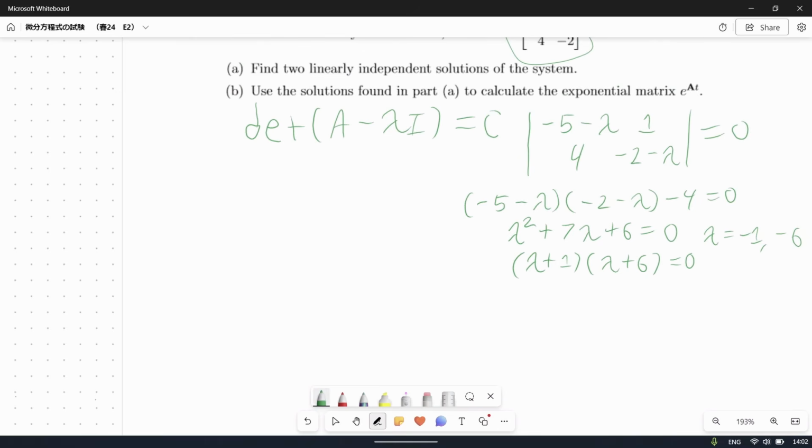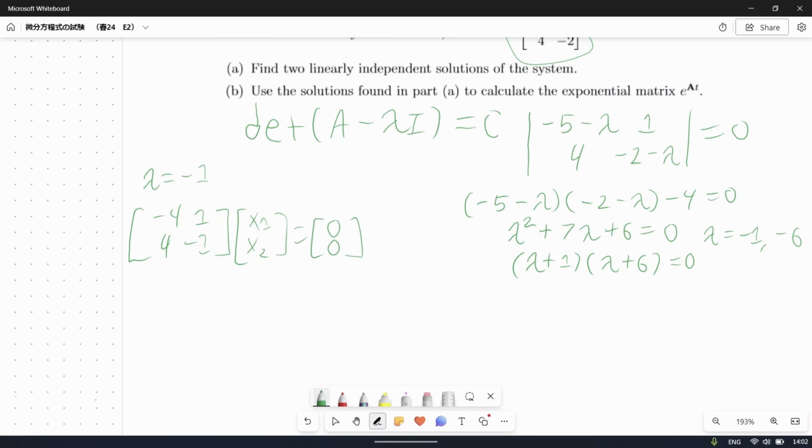Since these are two real eigenvalues that aren't repeating or defective or complex, finding those solutions is going to be pretty simple, and we don't really have to take any extra steps. I'm going to start by finding the first eigenvector, so plugging in negative 1 for lambda. When lambda is equal to negative 1, the matrix we end up with is negative 4, 1, 4, and negative 1, times x sub 1 and x sub 2, equal to 0, 0.